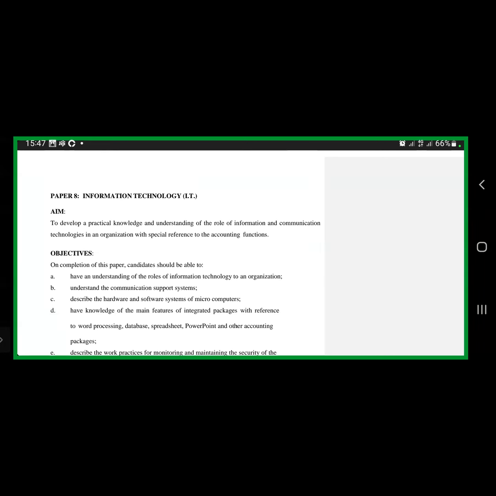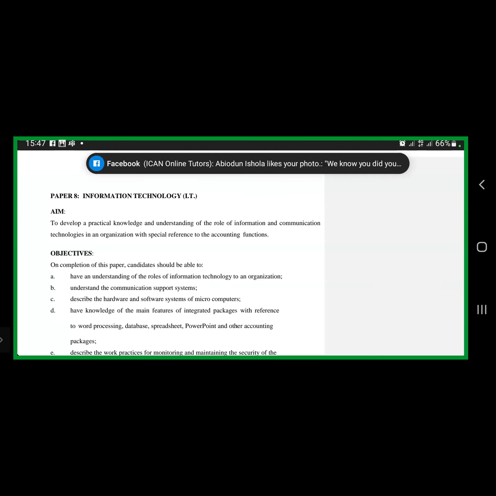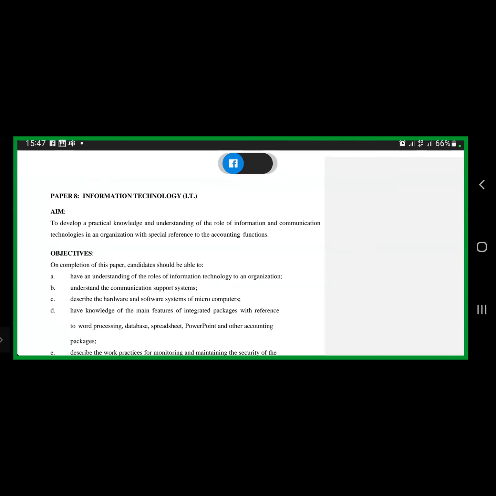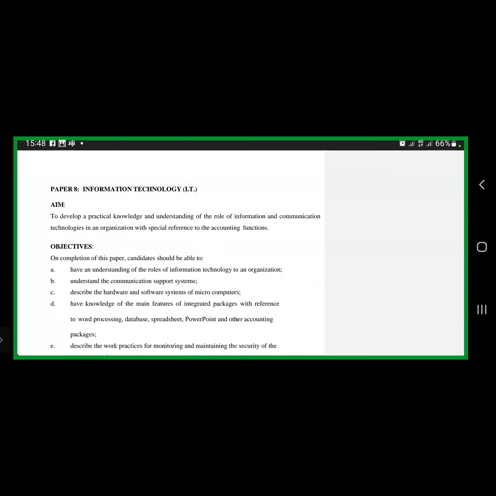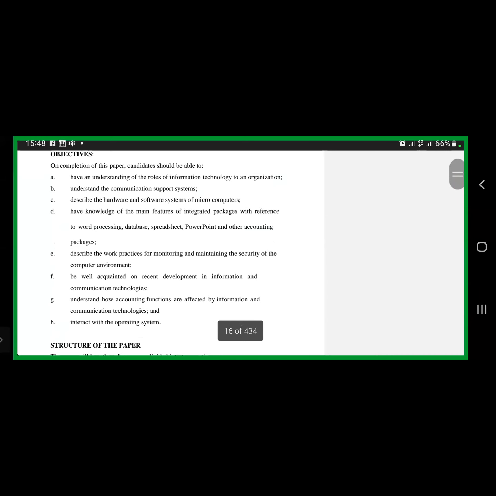You see that from my previous statements, I mentioned information a lot. Information, information, information. It's very important. I said accounting information at one point. So that is the essence of taking this course. IT is essential for everyone at the moment, and accountants are not left out. So let's read out the objectives.